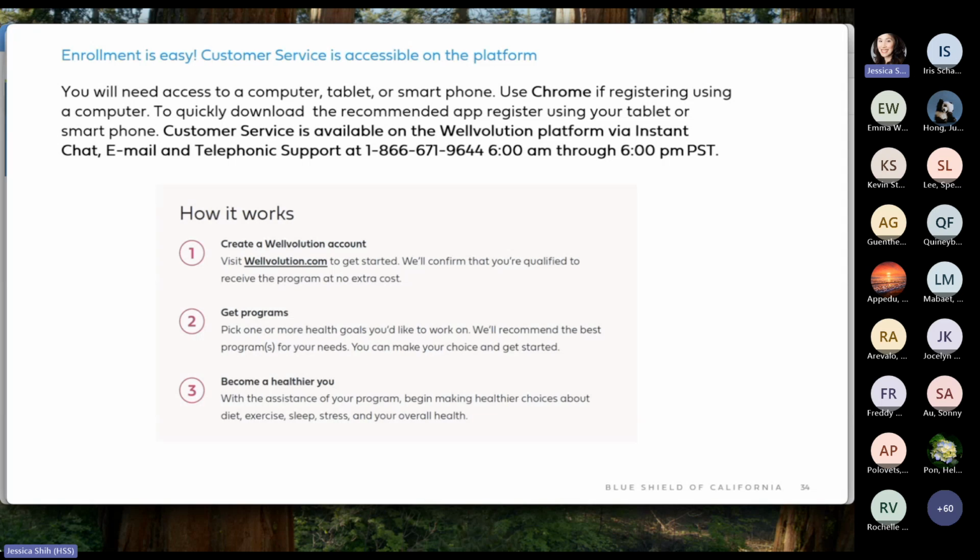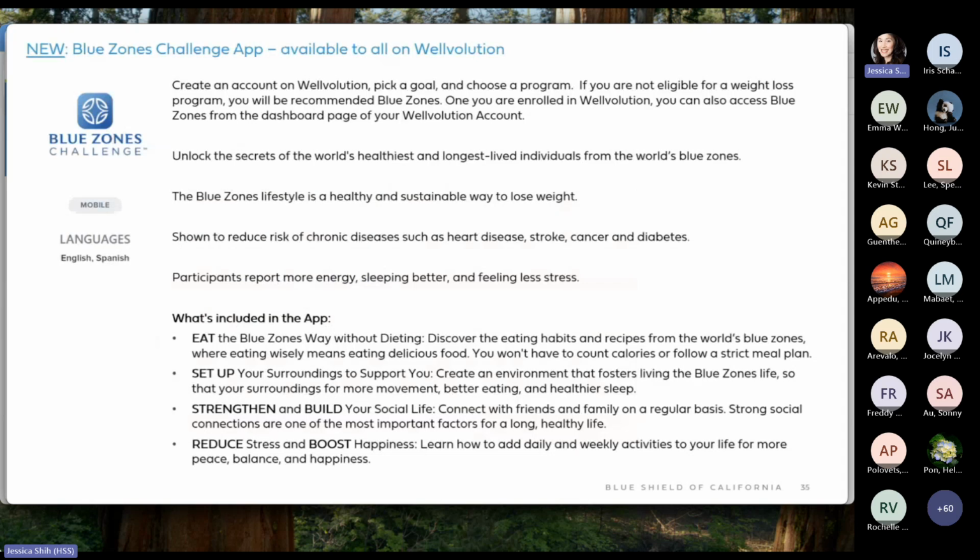And again, customer service is available on the Wellvolution platform via instant chat, email, and telephonic support at 1-866-671-9644. New to Wellvolution is the Blue Zones Challenge. The Blue Zones lifestyle is a healthy and sustainable way to lose weight. It's shown to reduce risk of chronic disease such as heart disease, stroke, cancer, and diabetes. Participants even report more energy, sleeping better, and feeling less stress. What's included is Eat the Blue Zones way without dieting. Set up your surroundings to support you. Strengthen and build your social life, and reduce stress and boost happiness.